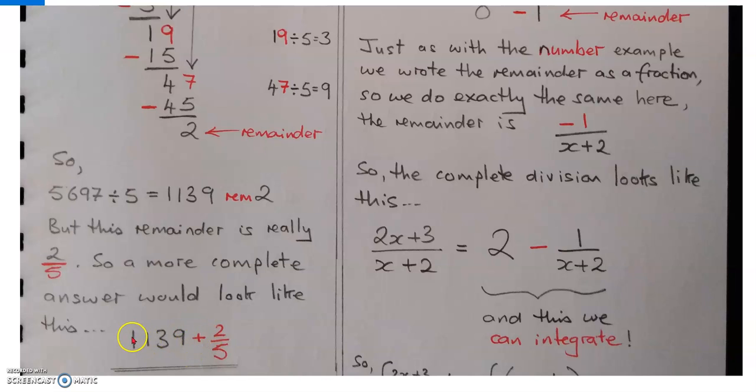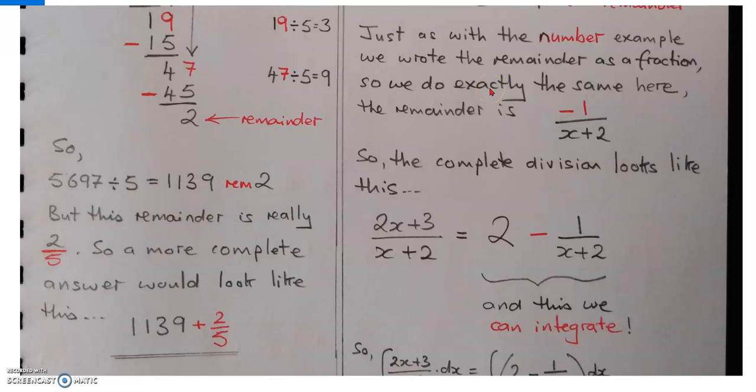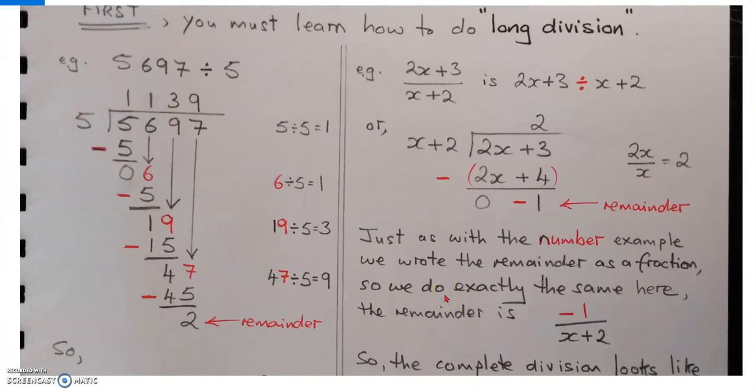So it goes 1,139 and 2/5. But it really is being added on to the answer there. That's important because we're going to be doing that right now for the division up here. So let's go back up here and see how we do a long division using our long division of polynomials.